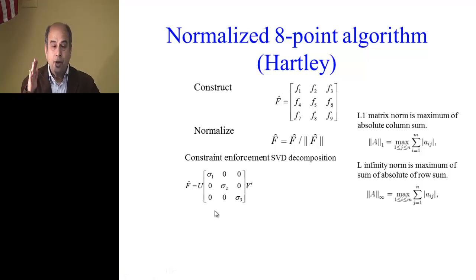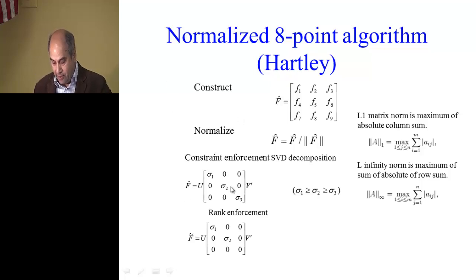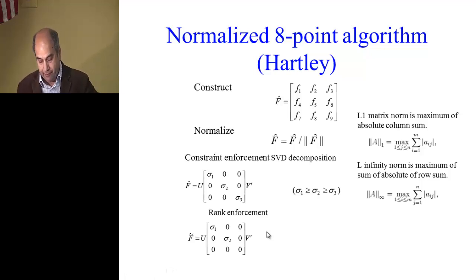Because as you know, we cannot find a unique solution from a homogeneous system, because it's A F equal to 0. There's no unique solution. So we found a solution here, and we want to force it to be rank 2. So we will make the third singular value 0. Then we'll multiply back U and this, and we'll get F, which is better than the F we have here. So that is a very important step.